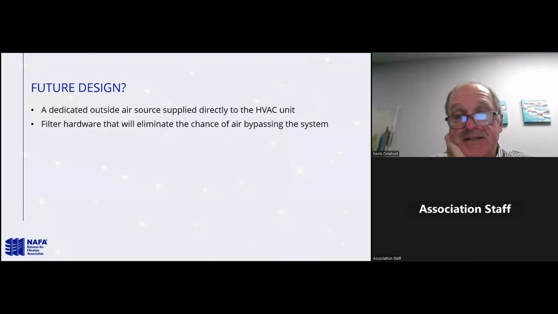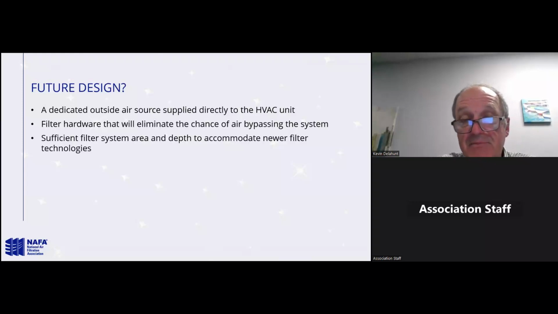If the filter doesn't fit into that system and is not locked into place, you're not going to get the efficiency that you think you are. You might feel comfortable buying a MERV 13, but if you're only getting MERV 8 filter efficiency, you just wasted a whole bunch of money.